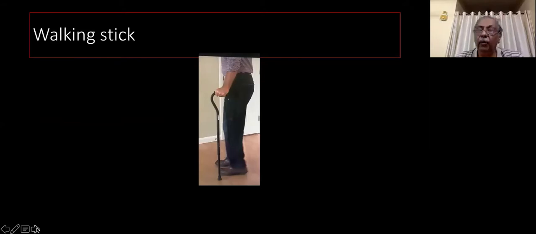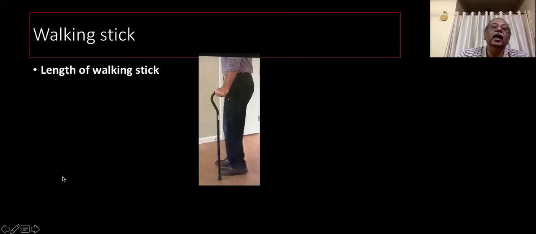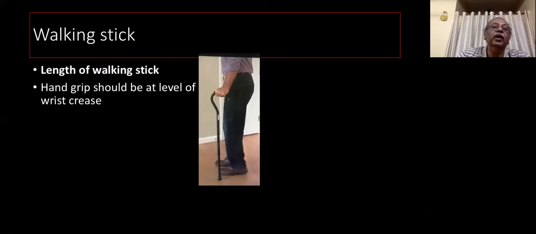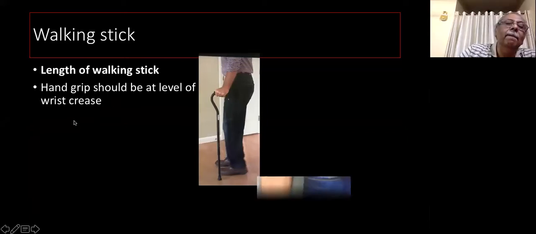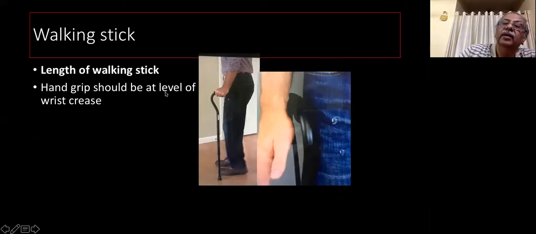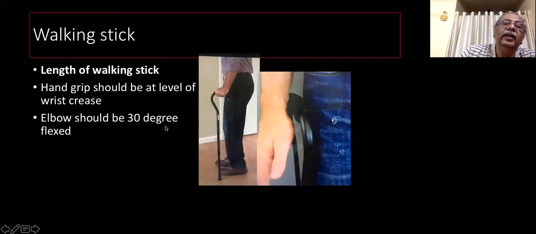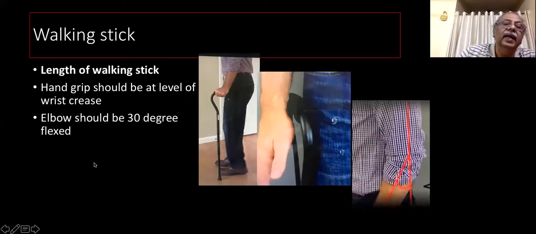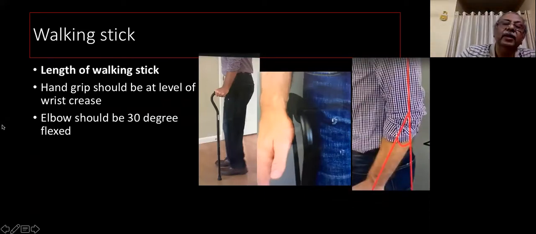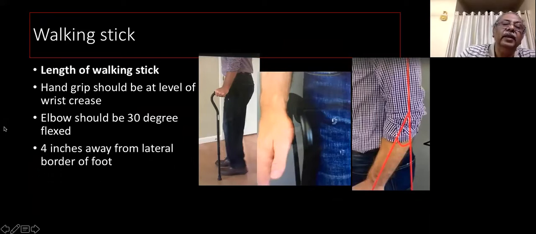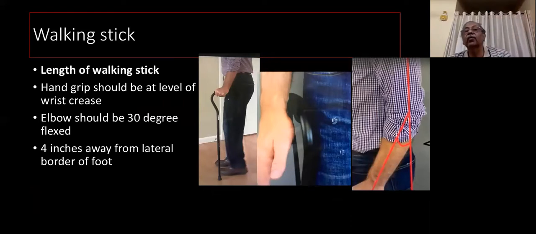And then a few words regarding the walking stick. How will you take the measurement for the length of the walking stick? The hand grip should be at the level of the wrist crease. Okay, so this is the wrist crease. The hand grip should be at this level, and the elbow should be flexed 30 degrees when you take the measurement. And it is 4 inches away from the lateral border, or around 10 centimeters from the lateral border of the foot. That is how you take measurement for a walking stick.